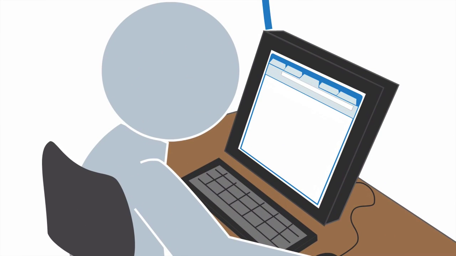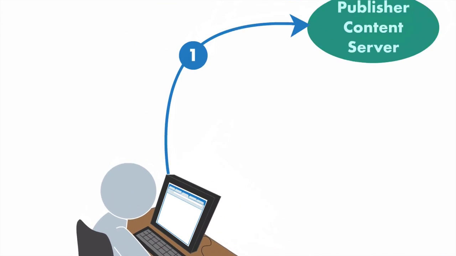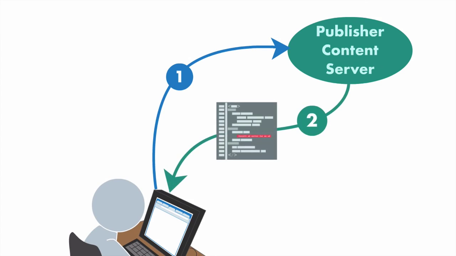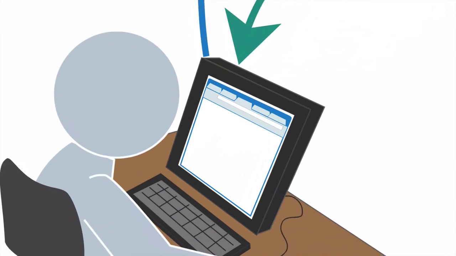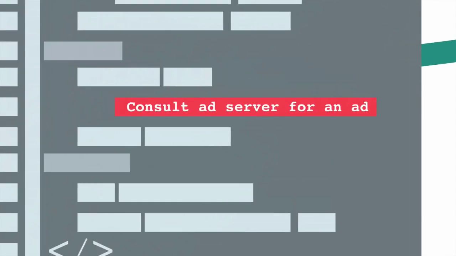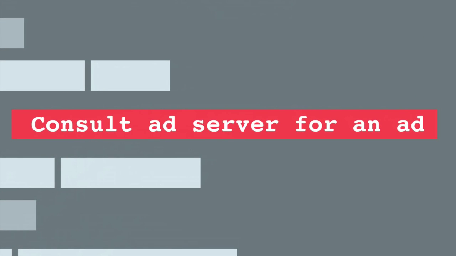Upon visiting the publisher's web page, the browser opens a connection to the publisher's server. The publisher's server then assembles content for the page. After returning the requested content in the form of HTML, the browser begins to interpret and render it. At least one line of that HTML code represents the opportunity to display an ad. Within that one line of code, there's a URL that tells the browser where to go to retrieve ad content.